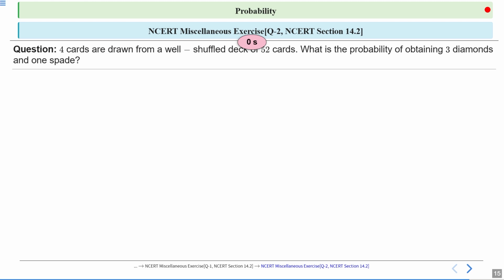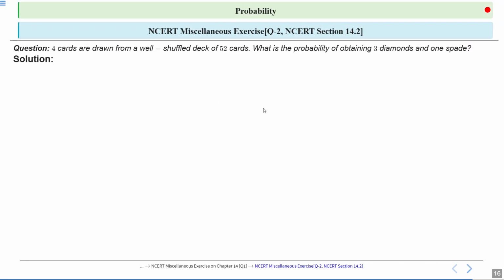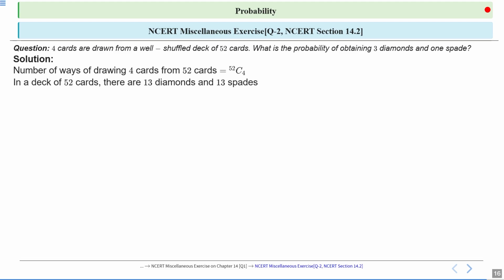Okay, students, now we will solve this question. First, see in how many ways we can draw 4 cards from 52 cards. The number of ways of drawing 4 cards from 52 cards is 52C4. And in a deck of 52 cards, there are 13 diamonds and 13 spades. You should all know how many diamond cards and how many spade cards are in a well shuffled deck of 52 cards.